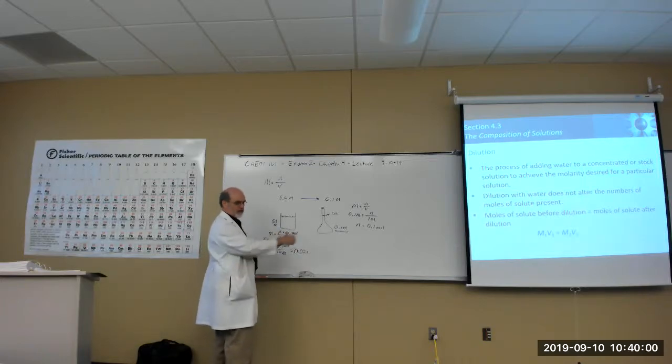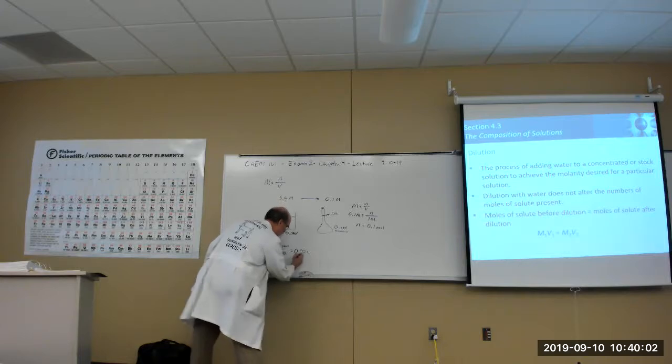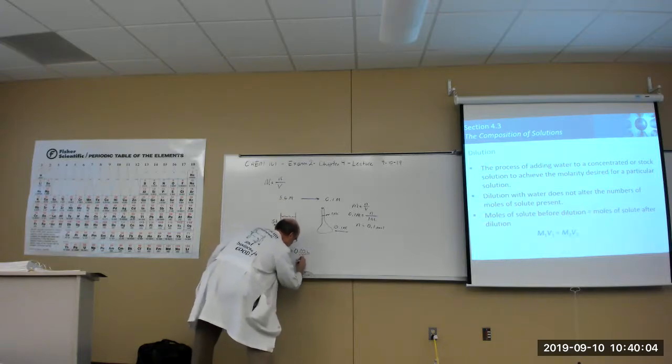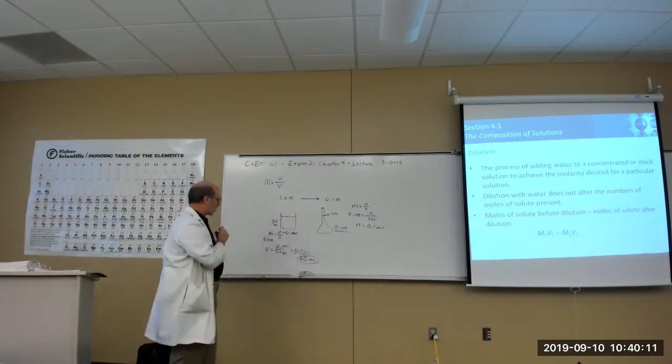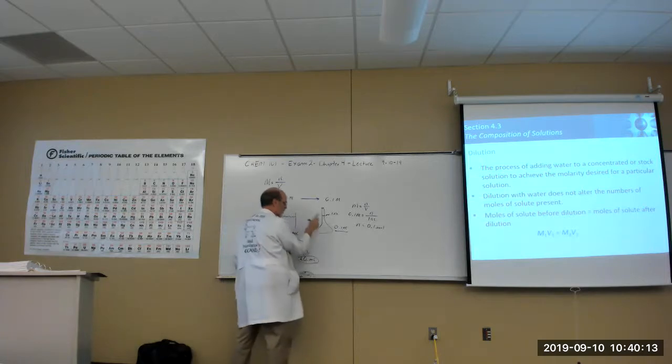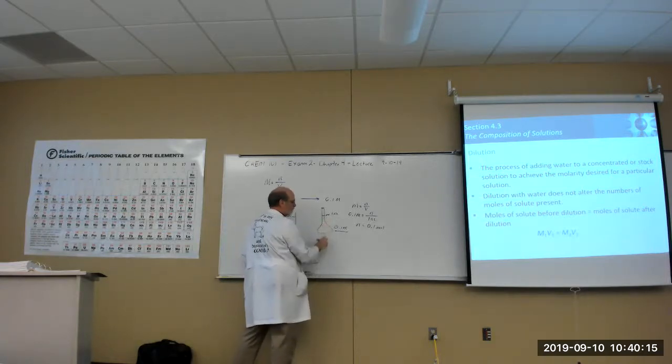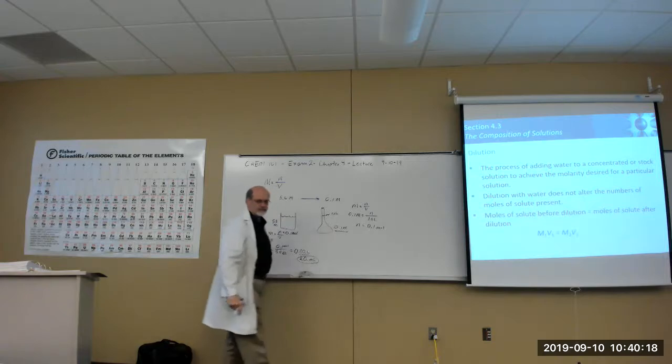Well, we move the decimal place 3 places to the right. So 1, 2, 3. So that's 20 milliliters. 20 milliliters of this solution diluted in that solution to 1 liter will give us that concentration.